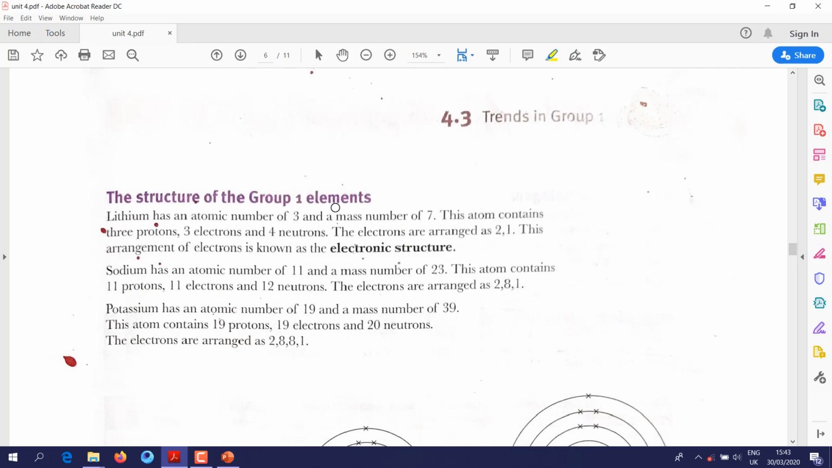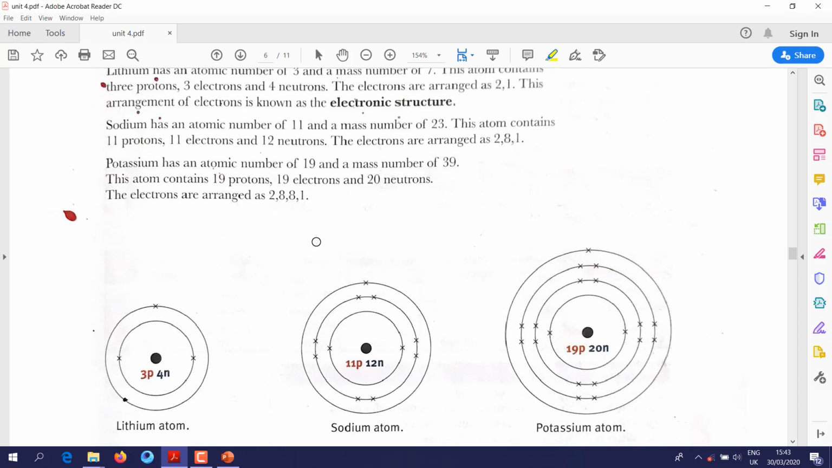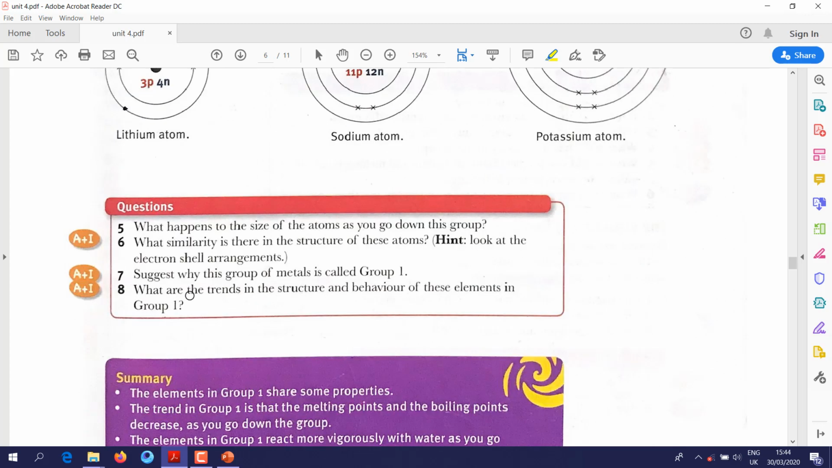The structure of group 1 elements. Here what you need to focus on: the electronic structure of group number 1 always ends with one electron in the outer shell. It doesn't matter how many shells there are, okay? But always the last shell has one electron. Two in the first, one in the last, and the same thing here. So what is common in all elements in group number 1? They have one electron in their outer shell.